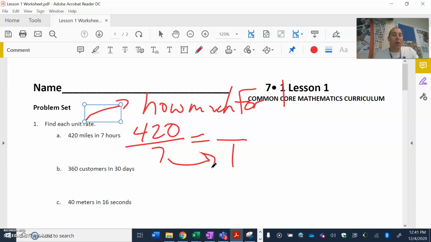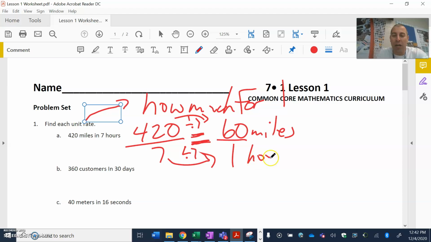Well, here's the thing. With ratios, see how we've got that equal sign in between here? What that means is we're only legally allowed to do multiplication or division. So in this case, we would divide by a 7. If we divide by a 7 in the denominator, we also have to divide by a 7 in the numerator. So take 420, divide it by 7, and we get 60. Labeling is important here regarding our unit rates. It's 60 miles for the 1 hour.